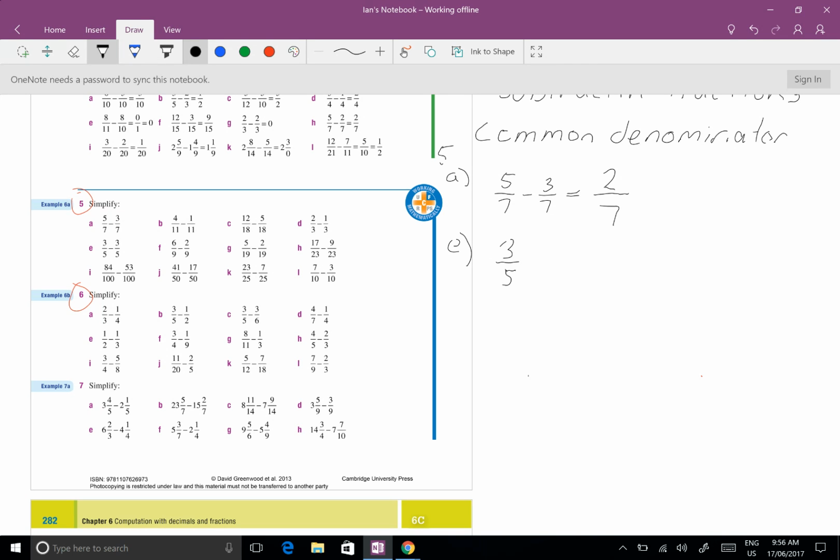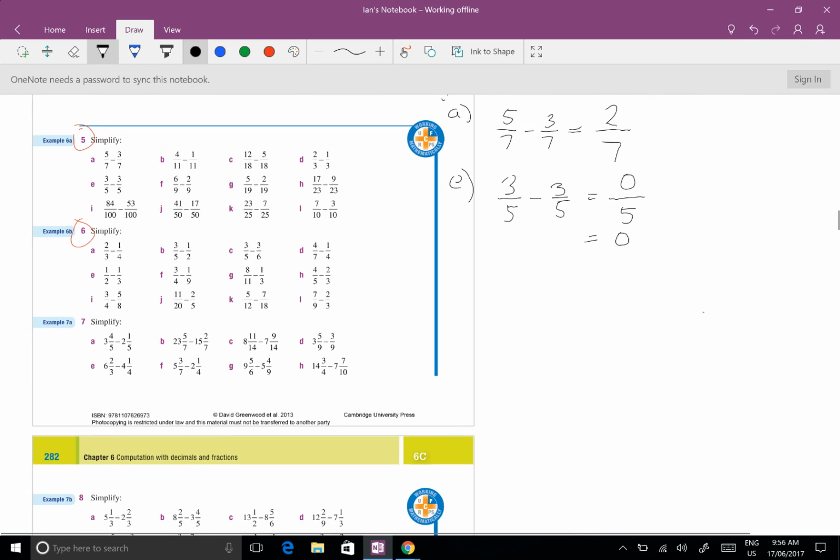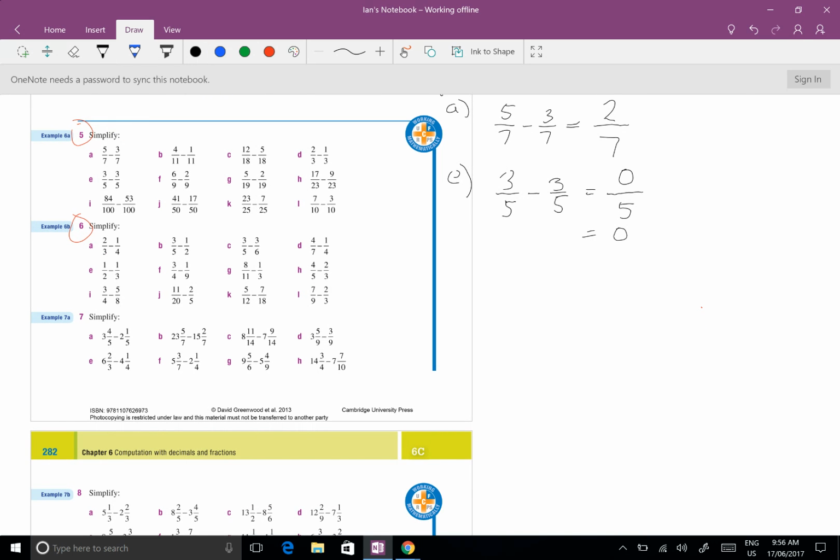3 on 5 minus 3 on 5. Leave the denominator alone and do the operation in the numerators. 3 minus 3 is 0. Oh no, this is a bit tricky. 0 divided by 5. Well, 0 divided by anything is 0. Don't confuse this as dividing by 0. That's a whole new thing altogether.